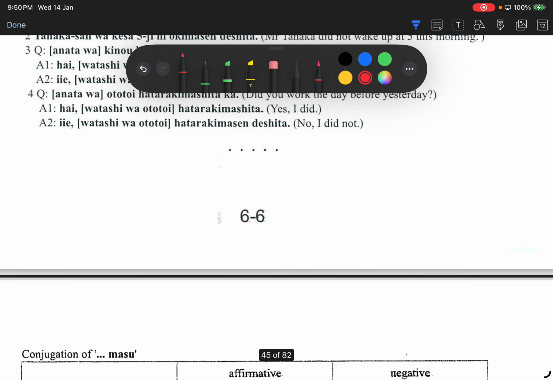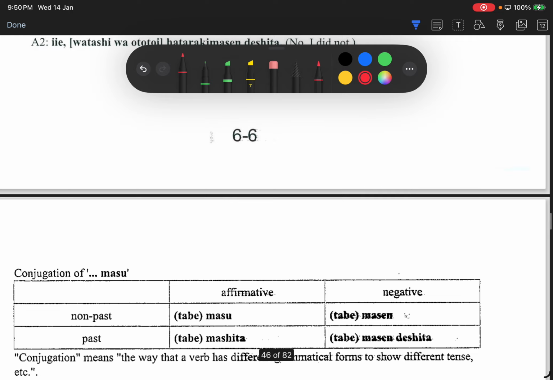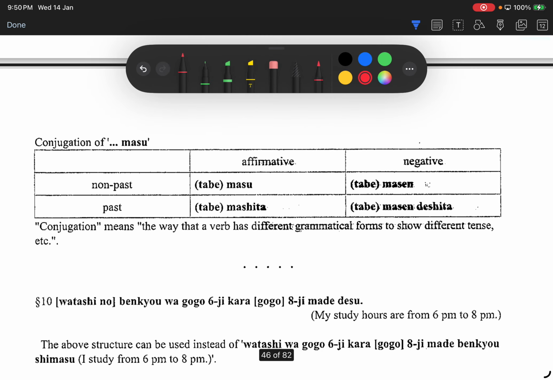Okay, for this section, any question? No. On the next page, we have a summary of whatever we have learned so far.